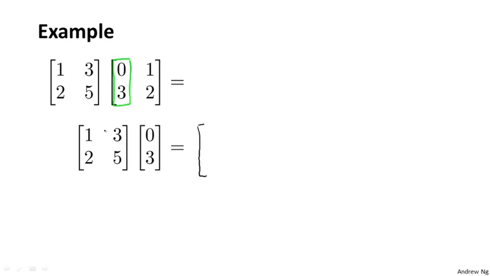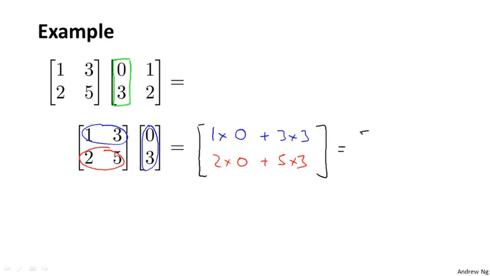This is going to be equal to, right, 1 3 times 0 3, so that gives 1 times 0 plus 3 times 3, and the second element is going to be 2 5 times 0 3, so that's going to be 2 times 0 plus 5 times 3, and that is 9 15. Okay. Oh, actually, let me write that in green. So this is 9 15.